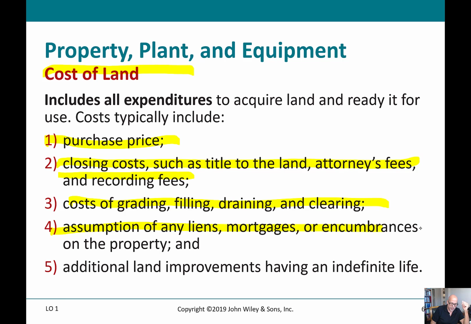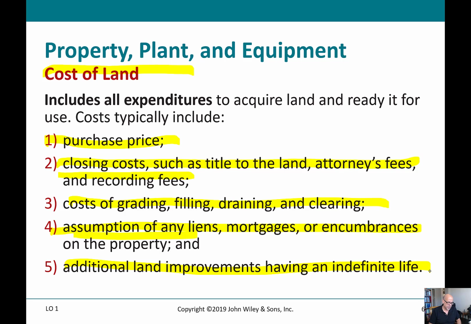If you took over any liens, let's say you tell the owner, I see you're falling behind on the property taxes. I'll tell you what, as part of the deal, I'm going to go ahead and pay off the property taxes so it gets clear and free of title of any liens that might be there by the taxing authorities, etc. Also, any additional land improvements having an indefinite life.